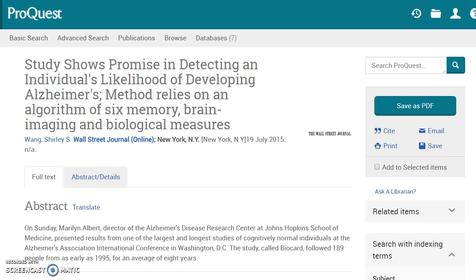Let's look at some examples. The first is, "Study shows promise in detecting an individual's likelihood of developing Alzheimer's. Method relies on an algorithm of 6 memory, brain imaging, and biological measures." It's by Shirley S. Wang. When you look her up, she has a PhD in clinical psychology.